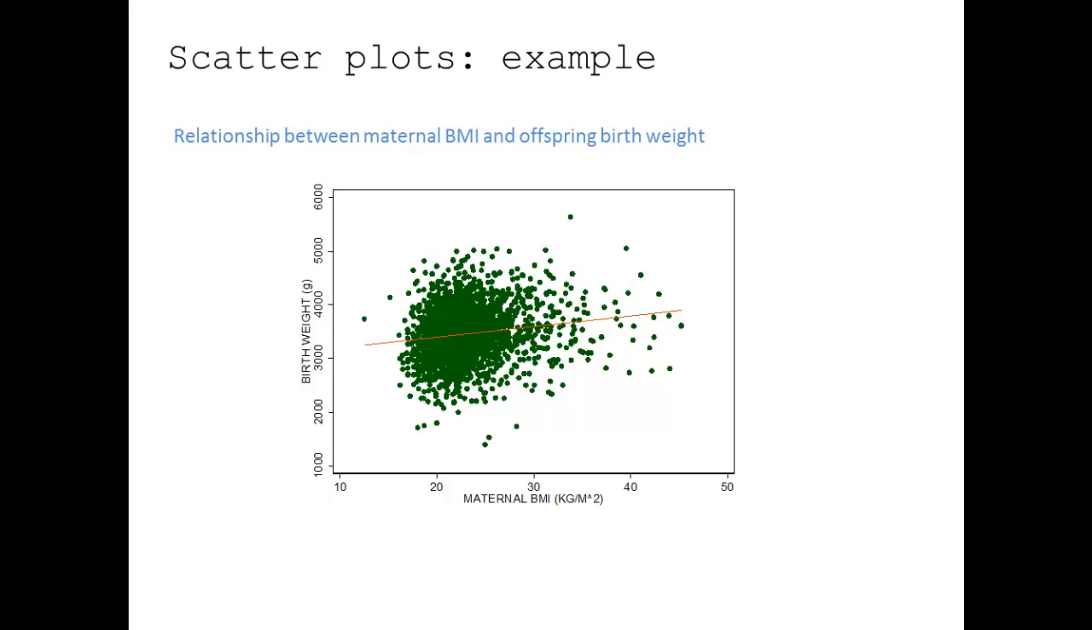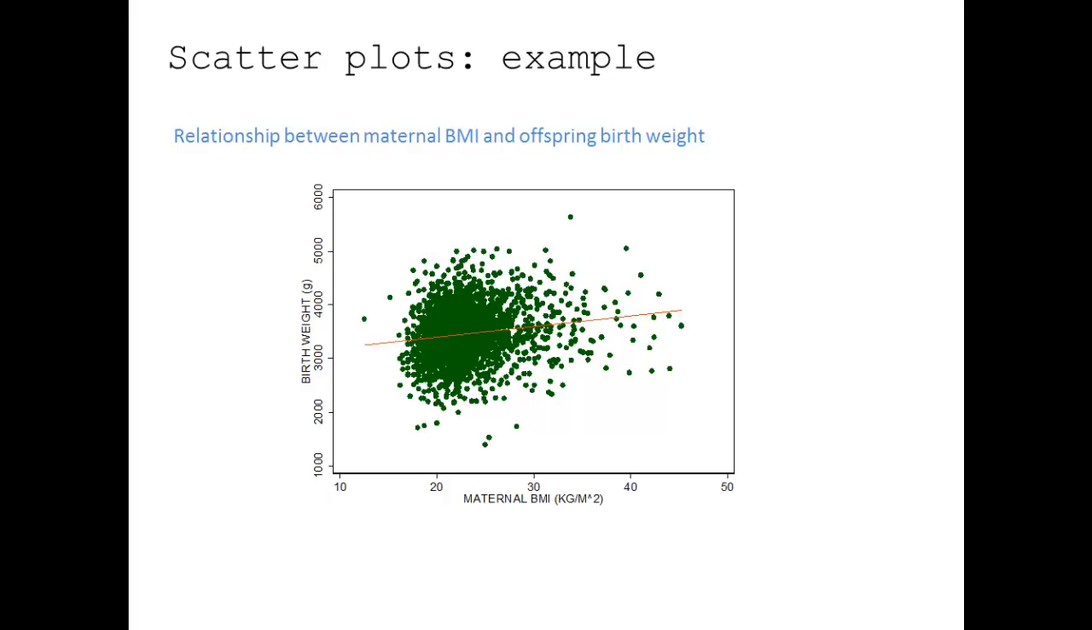So here's a real example looking at the relationship between maternal body mass index, BMI, and offspring birth weight. So the scatter plot suggests that on average, babies born to mothers with a higher body mass index tend to have a higher birth weight, i.e. there's a positive relationship. The relationship is fairly weak in individual terms in the sense that knowing a mother's body mass index tells you little about the birth weight of their child.